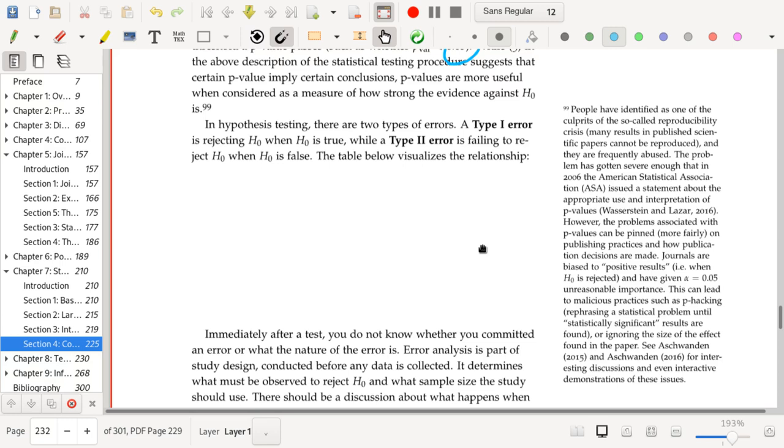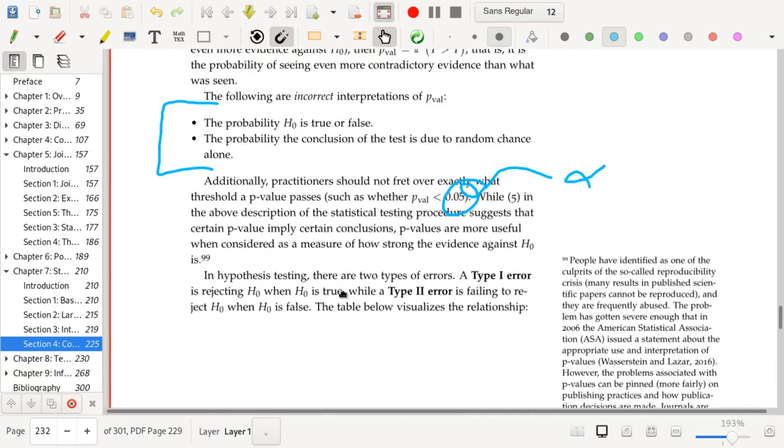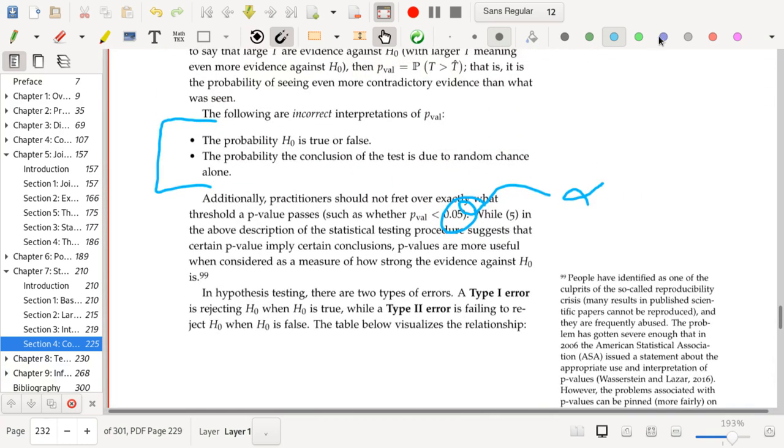Bayesian statisticians would like to say that they don't use null hypothesis testing like this. They have a completely different idea. And in their framework, statements like those that I said were incorrect interpretations of p-values, you can actually say in a Bayesian world. You can actually say stuff like this if you're using Bayesian statistics.